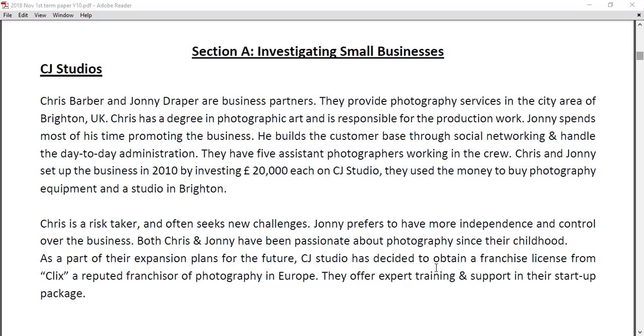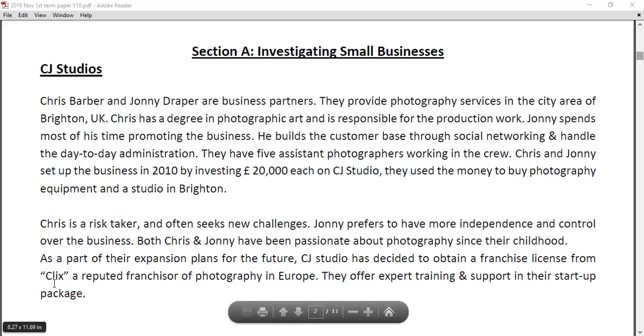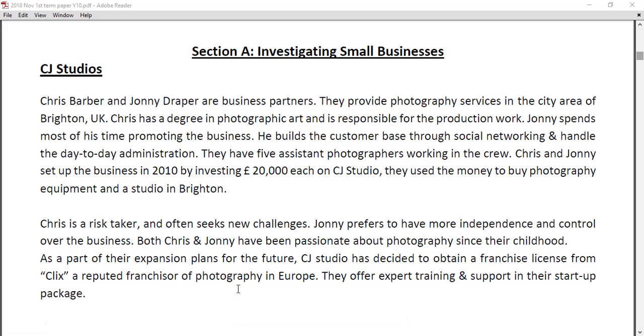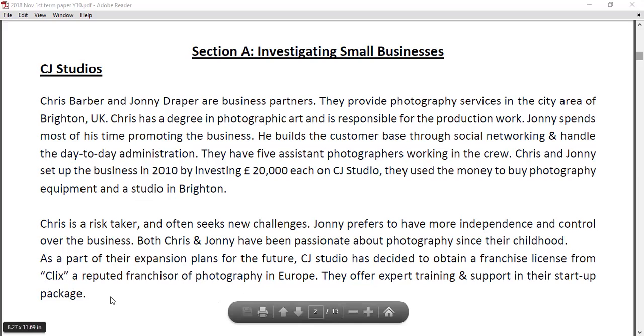And as part of the expansion plan, on the other hand, you can see they are deciding to go for a franchising option. What is the name of the franchise license? Clix. Highlight that also. Clix is a reputed franchise of photography in Europe. When you're reading, sometimes there might be franchise-based questions. So what does the franchisor provide? Here they're providing expert training and support in their startup package. In a franchisor-franchisee agreement, a franchise business is where the franchisor allows another operator, called the franchisee, to trade under their business name.